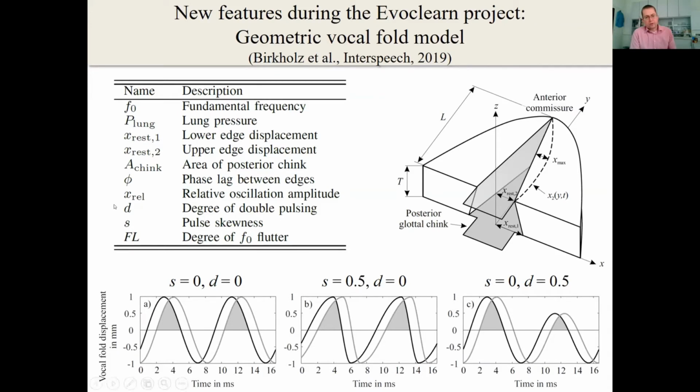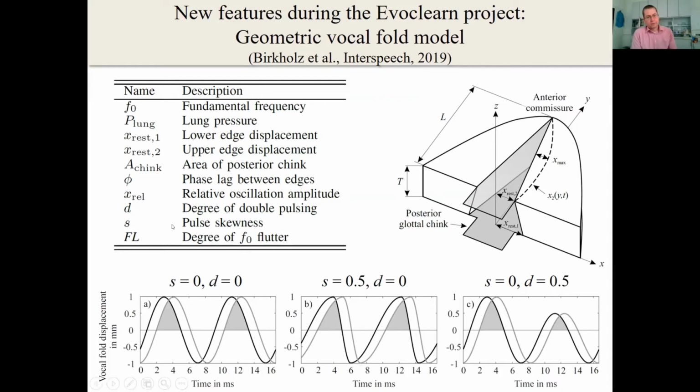Then we have three new components, which are interesting for making more realistic oscillations. The first is a degree of double pulsing, which can generate a rough voice. We can see it here in the bottom right corner. Double pulsing makes a big oscillation and a smaller oscillation, and that repeats periodically, which gives us a rough voice, often found in natural voices. So this can be specified.